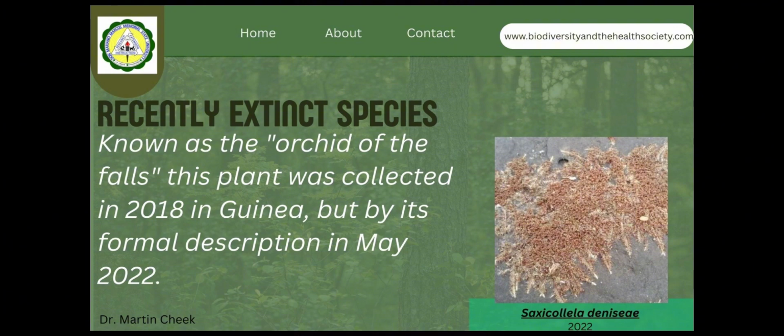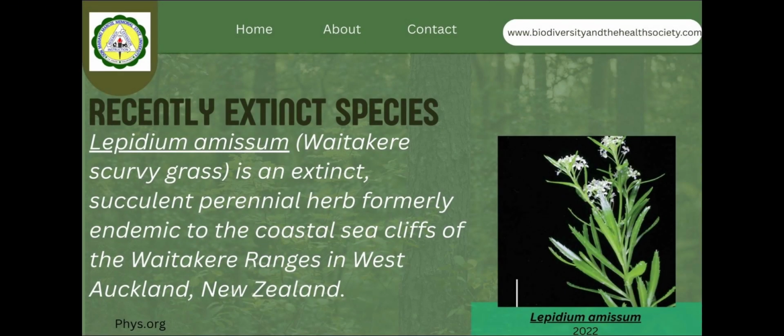Also, one of the recently extinct species is Saxicolella deniae. Known as the Orchid of the Falls, this plant was collected in 2018 in Guinea, but by its formal description in May 2022, it was already extinct due to the construction of a hydroelectric dam that flooded its habitat in late 2021.